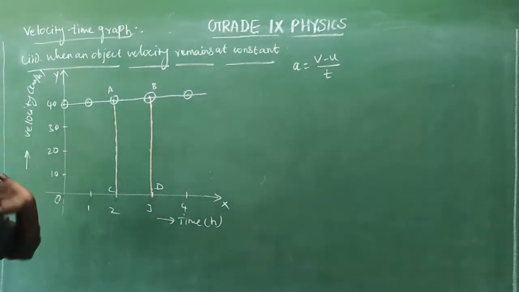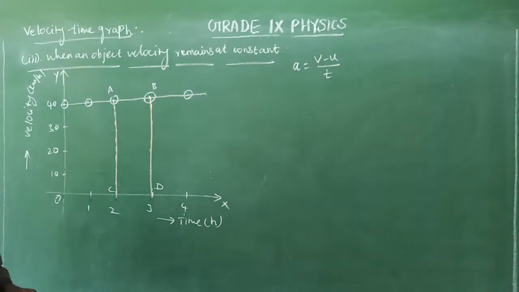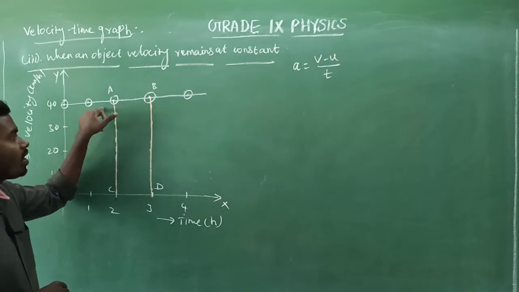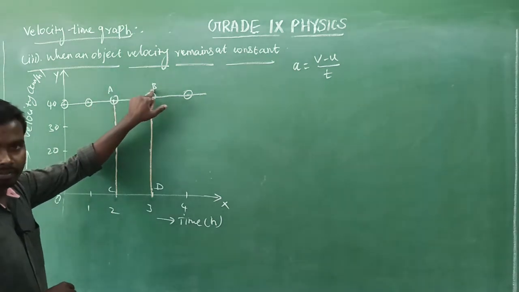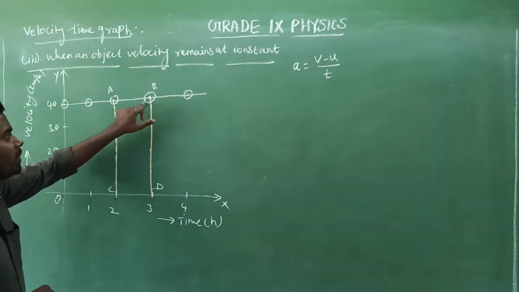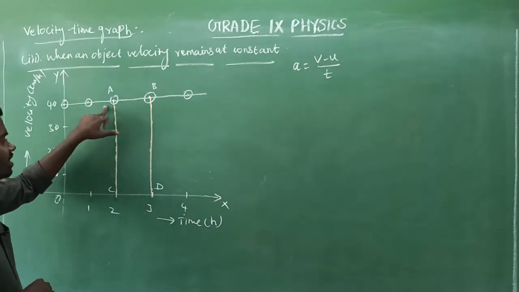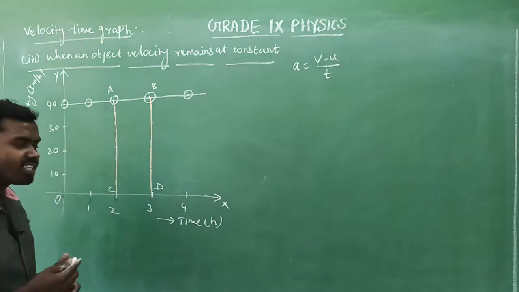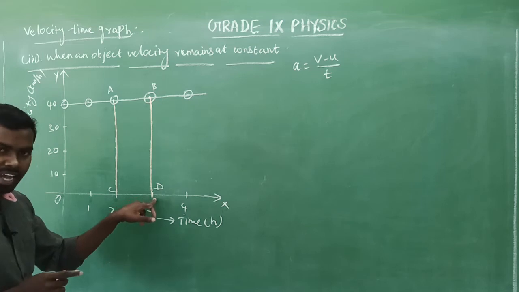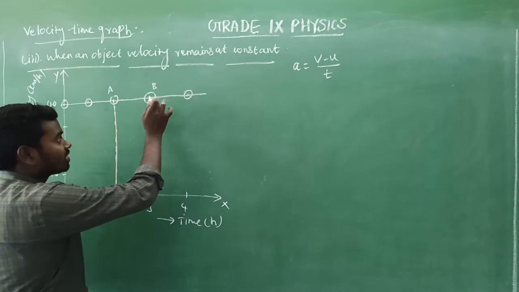Here which is final velocity and which is initial velocity? You tell me. Why? Because here we have two quantities, A and B. Yes, B is the final velocity, A is the initial velocity. Is it clear? What is the time here? Yes, T2. Sorry, this is the final time. This is the initial time. So this is initial, this is the final velocity.